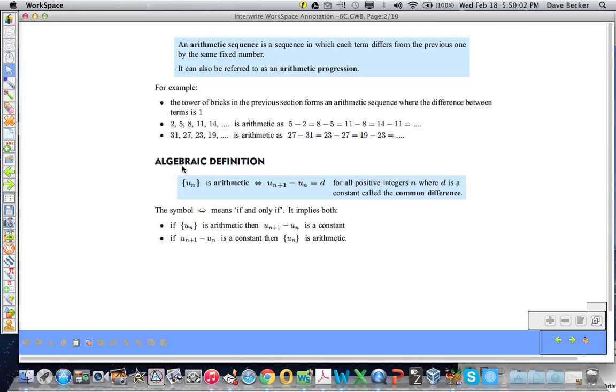So, the algebraic definition of an arithmetic sequence is u sub n plus 1 minus u sub n equals d for all positive integers n. And we'll talk about that in a second. And d is very important. It's called the common difference.